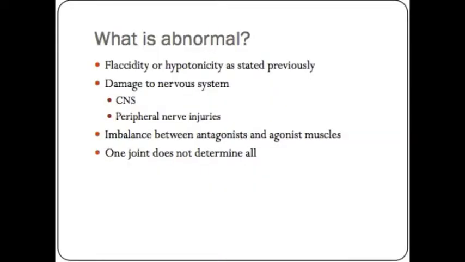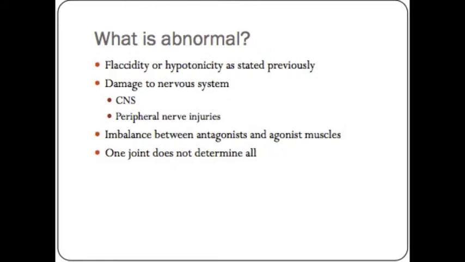Now we are going to discuss what abnormal muscle tone is. We previously defined flaccidity and hypotonicity, which is abnormal, decreased muscle tone. This can be caused by damage to the nervous system through central nervous system damage, such as a stroke or traumatic brain injury. Brachial plexus nerve injuries in the peripheral limbs can also cause an abnormal tone, so the nervous signal is not getting to the muscles effectively.